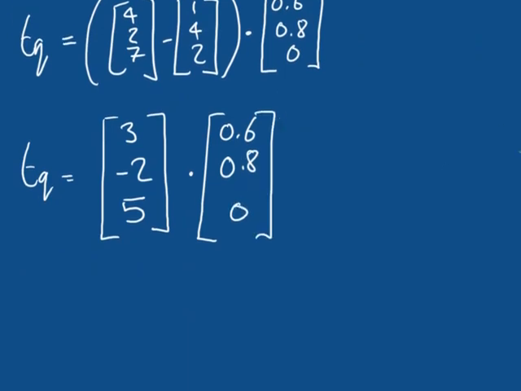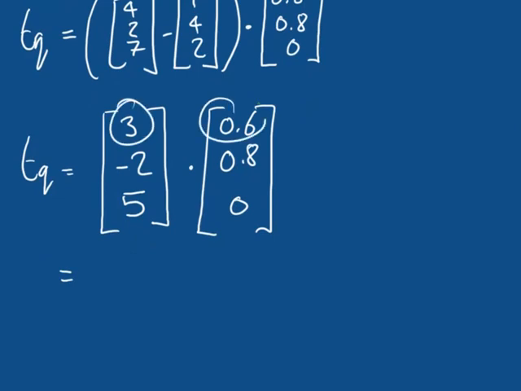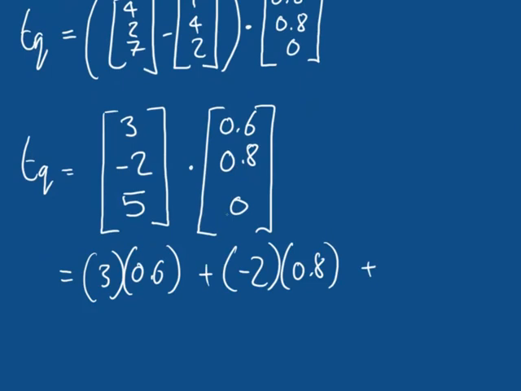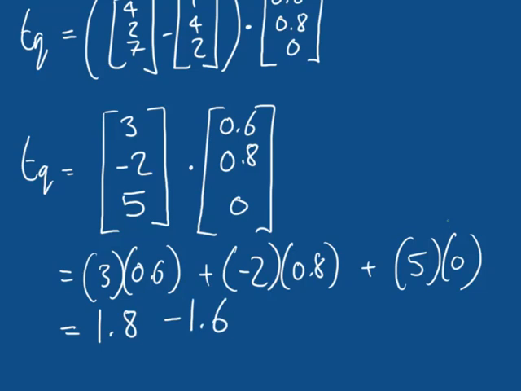And we know that the result of that dot product is going to be equal to the x components multiplied, so 3 multiplied by 0.6, added to the y components multiplied, so added to minus 2 multiplied by 0.8, added to the z components multiplied, so that's going to be 5 multiplied by 0. 3 multiplied by 0.6 is 1.8. Minus 2 multiplied by 0.8 is minus 1.6. And 5 multiplied by 0 is 0, so plus 0. So 1.8 minus 1.6 is 0.2. So the value of TQ is 0.2.